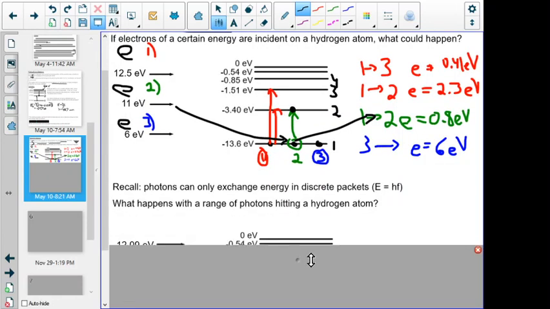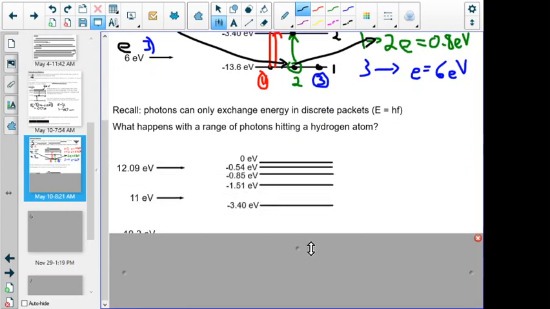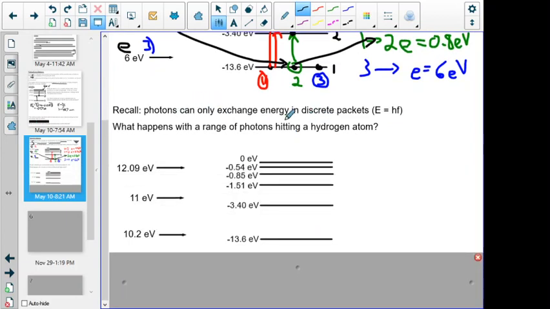Okay. Now, with photons, things get a little bit more interesting. Photons can only exchange energy in discrete packets. E equals hf, right? So let's do the same thing with photons. N1, 2, and 3. And again, we have our three electrons down here, 1, 2, and 3. Now, photons, it's all or nothing, right? They either give up all their energy or they give up none of their energy.